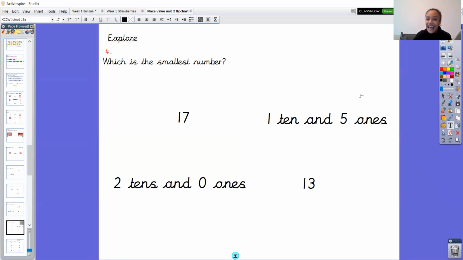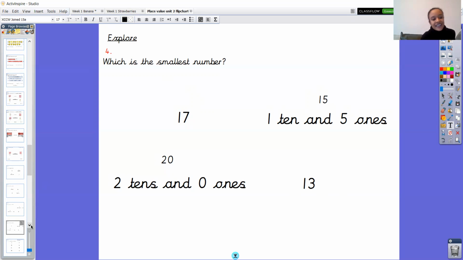Okay, so I have got the number 17. I've got 1 10 and 5 ones. What number does that give me? 1 10 and 5 ones. 15. Brilliant. Okay, down here, we haven't seen this one written down yet, have we? 2 10s and 0 ones. What number does that give us? 2 10s. All the other numbers we've been looking at have only had 1 10. 2 10s and 0 ones, number 20. 20 has got 2 10s, hasn't it? And it's got 0 ones. And finally, we've got the number 13. So out of those 4 numbers, which is the smallest number? That's right, the smallest number is 13.